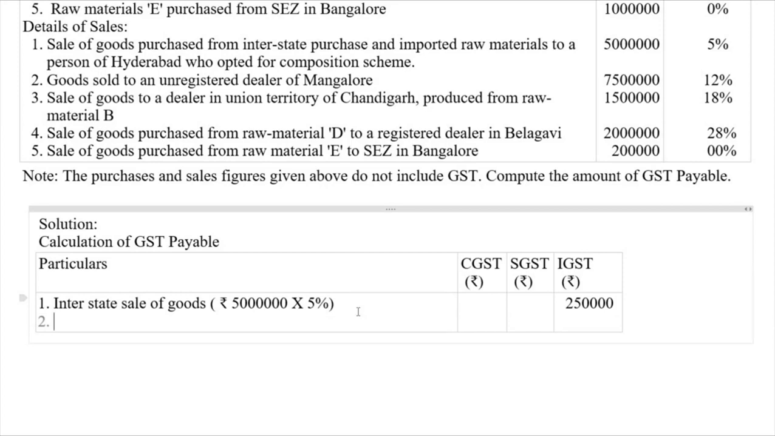Then next, number 2 here, sale to an unregistered dealer of Mangalore. So here it is goods sold to an unregistered dealer of Mangalore. It is 75 lakhs which is given. The rate of GST is 12%.